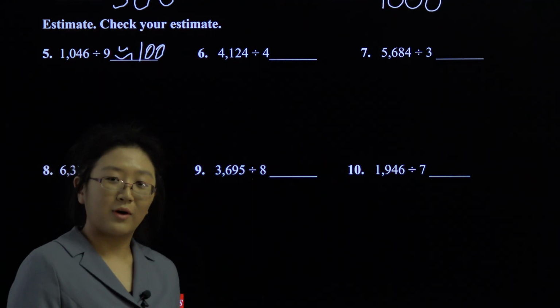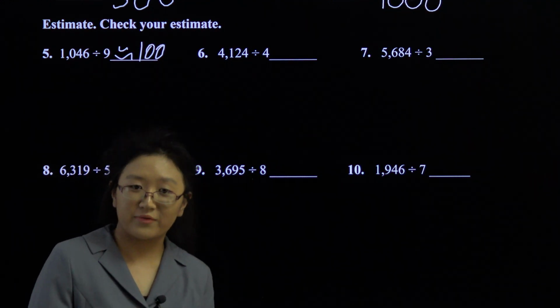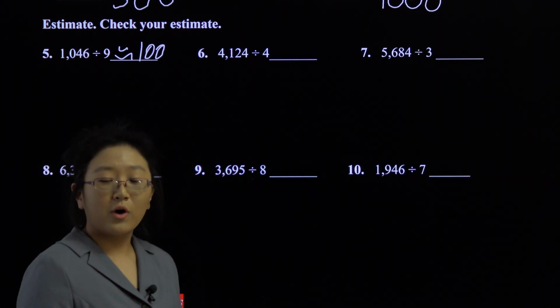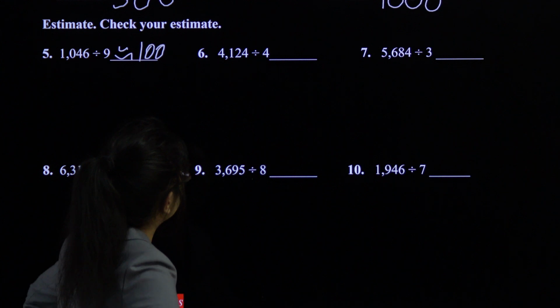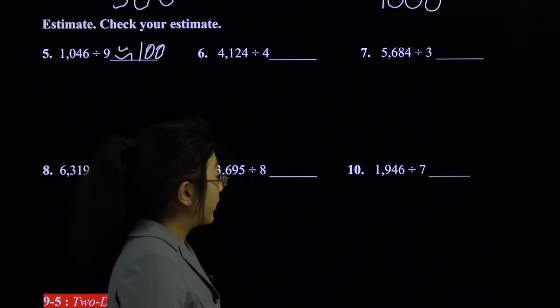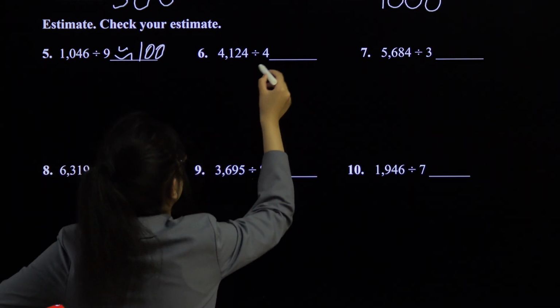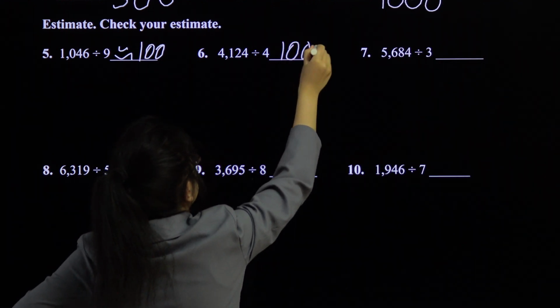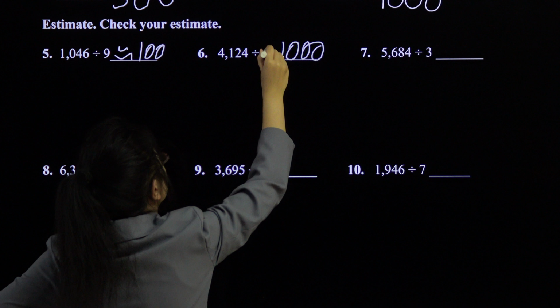Then we have 4,124 divided by 4. I don't know why you would want to estimate for this because this actually divides out into a whole number. For your information, that whole number is 1,031. So anyhow, 4 divided by 4 is 1. So an estimate for this would be 1,000.